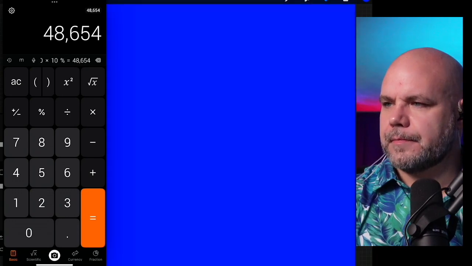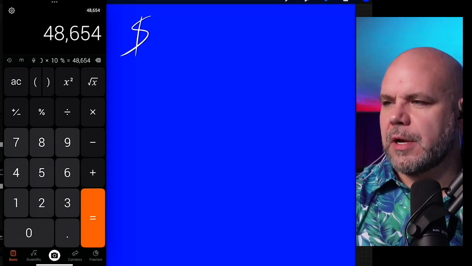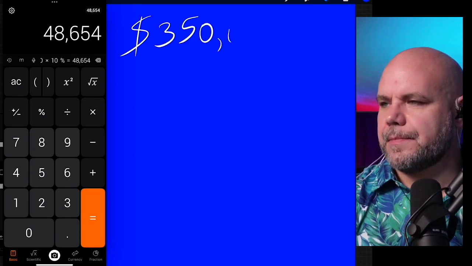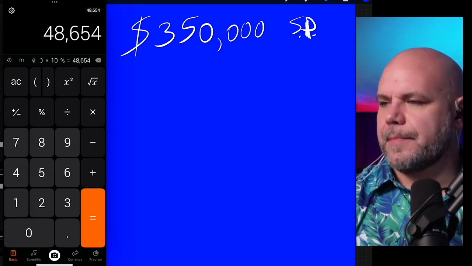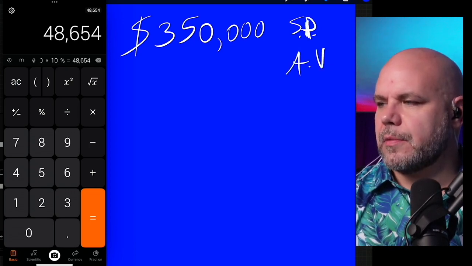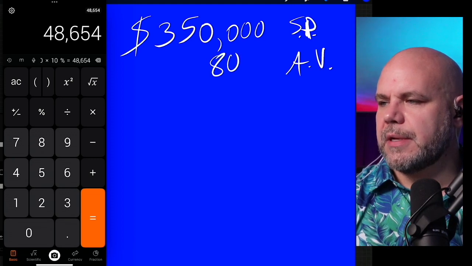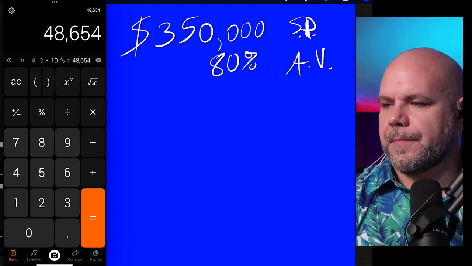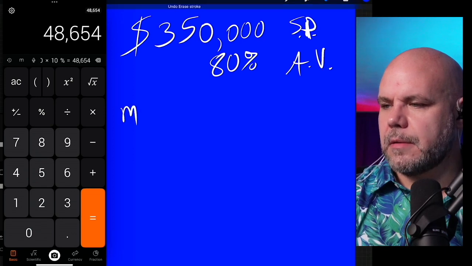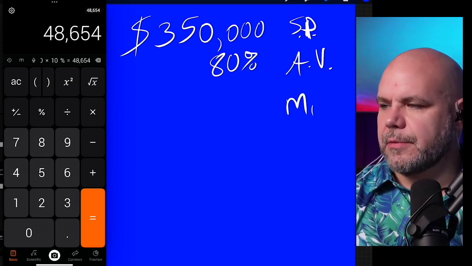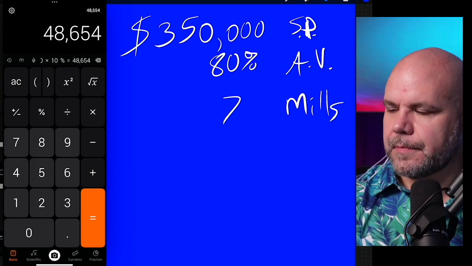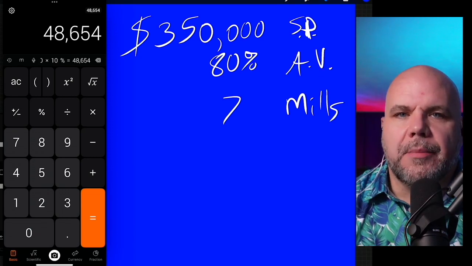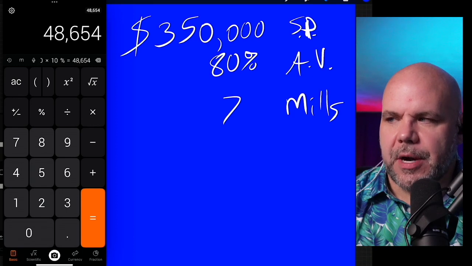We've got property with a market value of $350,000. Sale price, market value, same thing. An assessed value, they determine, is 80% of the market value. The mill rate, why I started writing the labels on the right. The mill rate is, let's say, 7 mills. How much would be the annual taxes for this property?